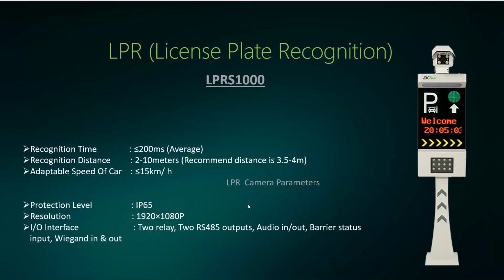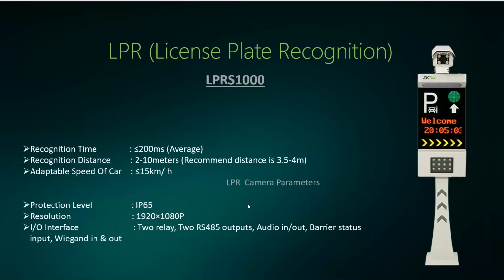So it is recommended for 3.5 to 4 meters for very accurate recognition. It is for controlled environments, entrance access control environments. So please don't try and install this camera at a highway where the cars are driving 120 kilometers per hour. No, this is a controlled access control system. Again, it's under 15 kilometers per hour. So it's a good speed for a controlled environment.